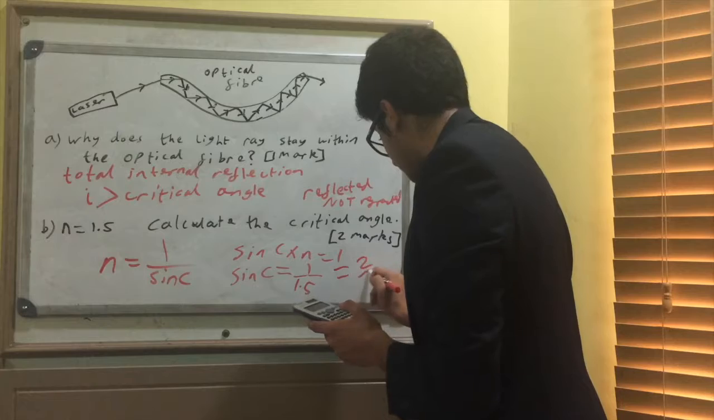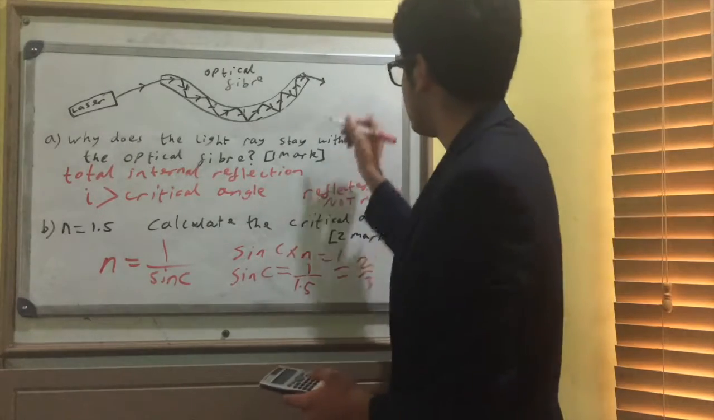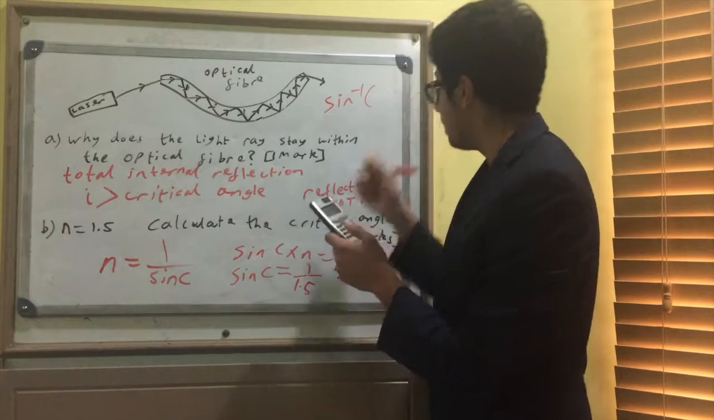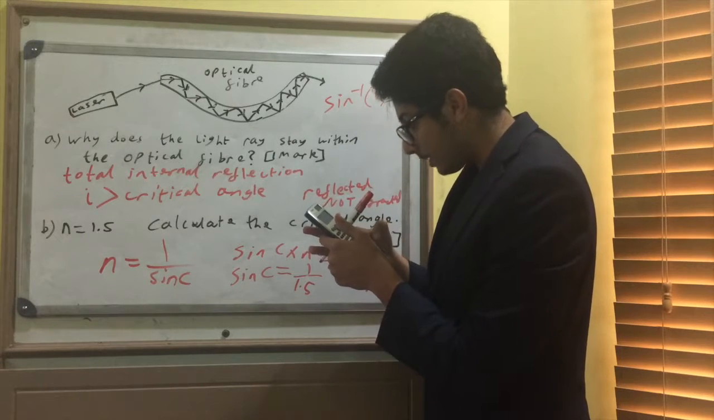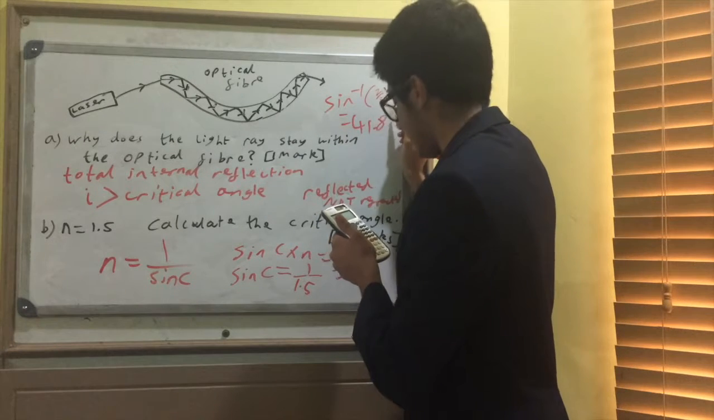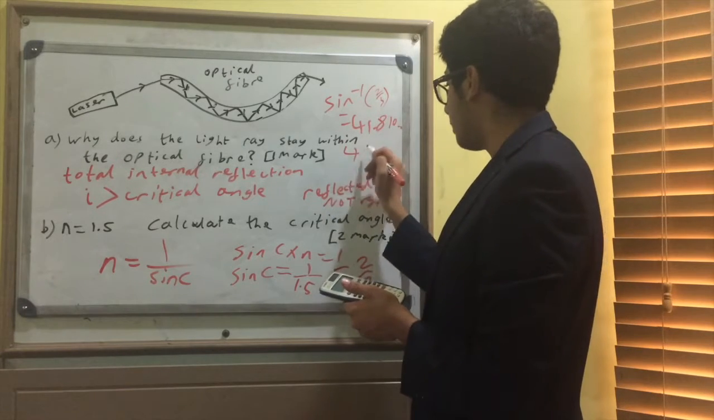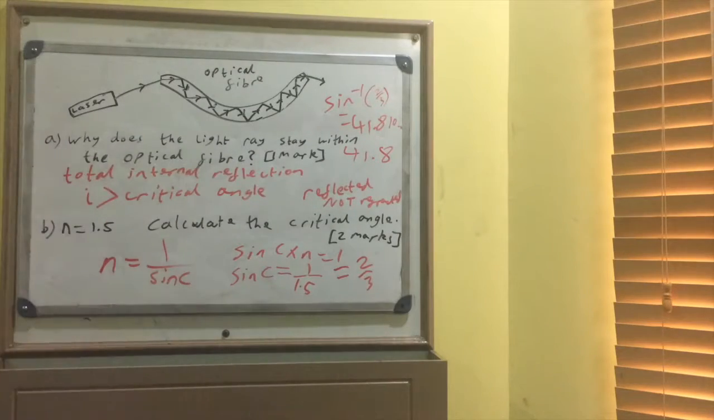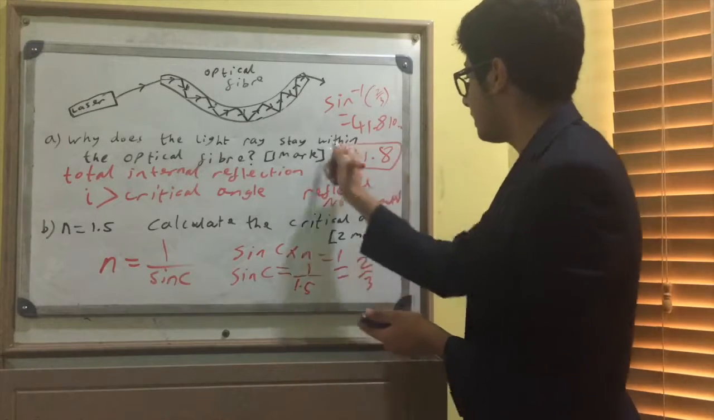That's 2/3. But you don't want the sine of the critical angle, you want the critical angle. So use the inverse sine function on your calculator. So inverse sine of 2/3 gives you 41.810 and so on. Just leave it as 41.8. And the mark scheme says that the answer is 41.8. There you go.